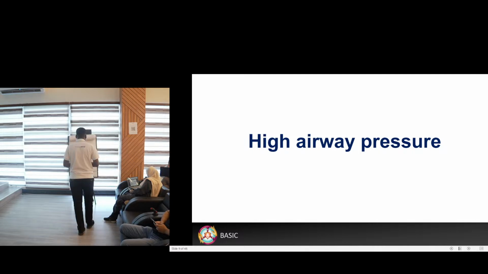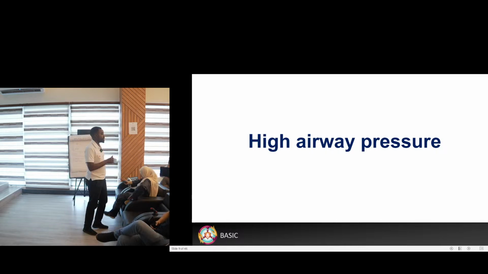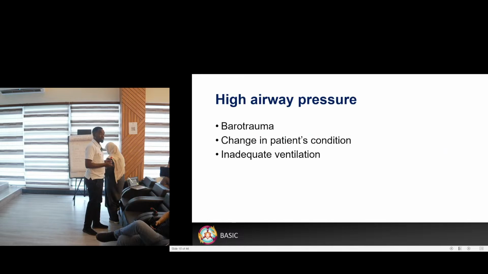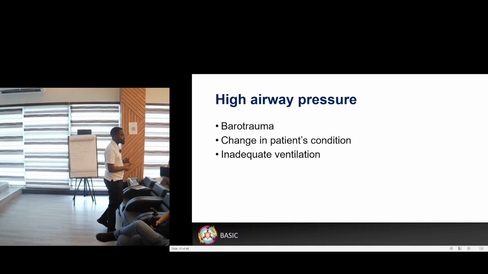So now the ventilator alarm goes off and shows that there is high airway pressure. High airway pressure means that the vent is using too much pressure to deliver a certain tidal volume. The risks, the complications that could cause: one would be barotrauma, trauma to the alveoli due to the usage of high pressures. Also, with the change in the patient's condition, you find your patient is in distress, and eventually the patient can desaturate due to inadequate ventilation.